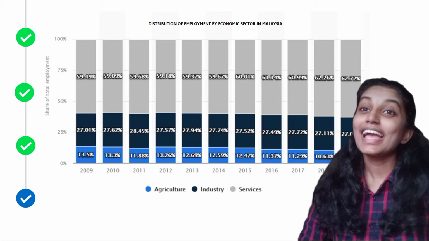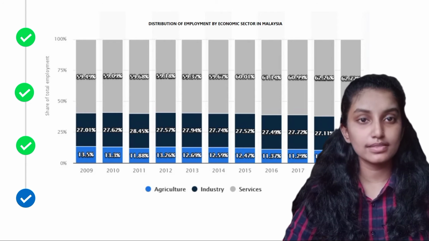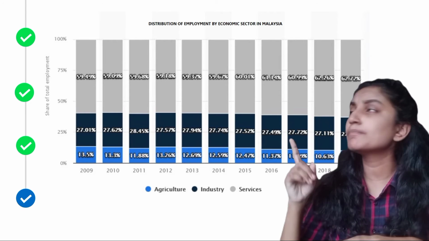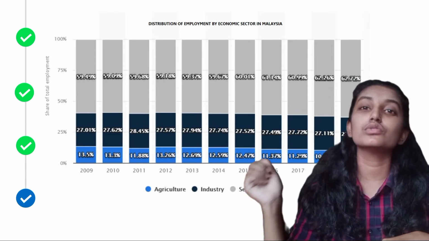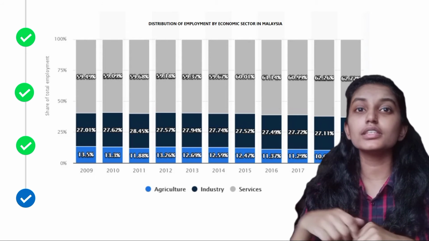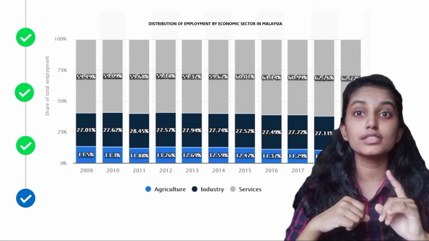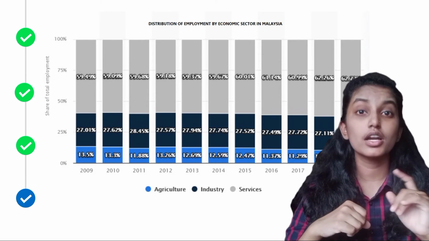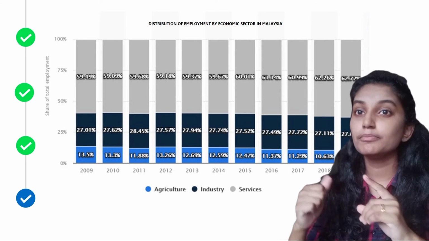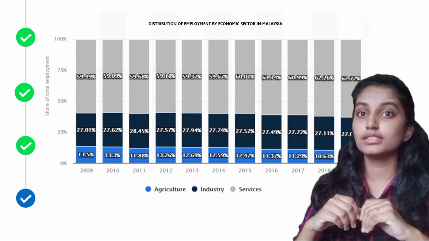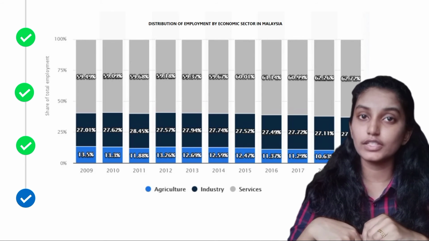Now, I'm going to analyze the last part of our graph, which contains the data of the service sector throughout the year. To start with, the percentage of distribution of employment for services fluctuated from the year 2011 to 2014. Other than that, from the year 2015 to 2016, the percentage of distribution of employment for services also slightly increased around 1.13%. As you can see here, over the years, the percentage of distribution of employment for services accelerated from 60.99% to 62.72%.